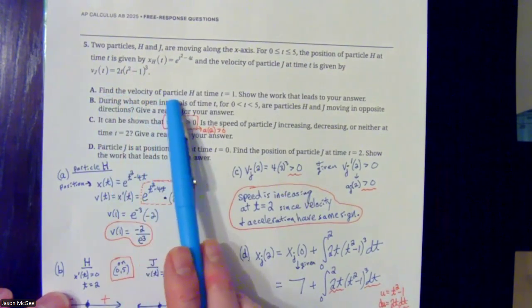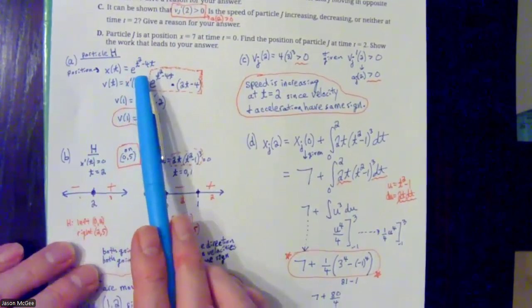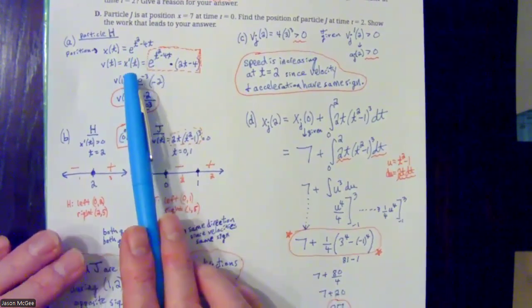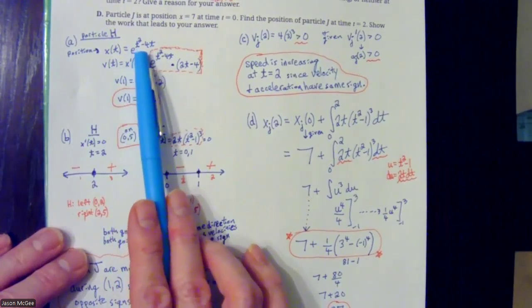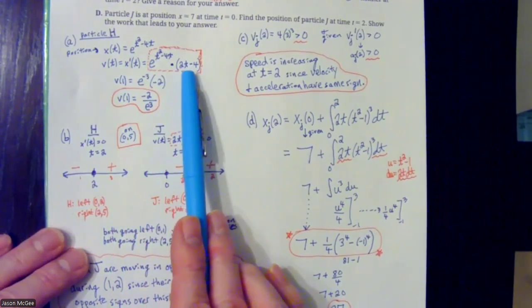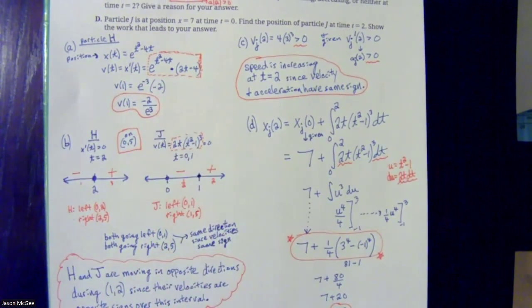So part A says find the velocity of particle H at t equals 1. Since they gave me the position, I just had to know my easy derivative to get the velocity. So take the derivative of that. You're going to go e to that power times the derivative of that power, and then plug in the 1, and then you're done with part A. Find the velocity at that time.